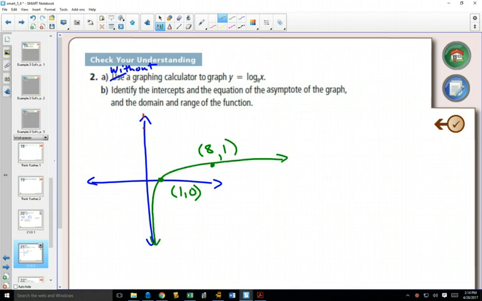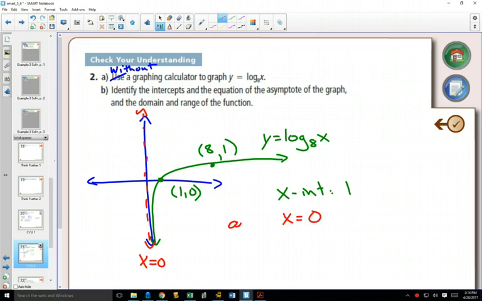So log graphs always have this shape. They also always have an asymptote at x equals 0. And we have the graph of log base 8 of x. Identify the intercepts. Well, there's only one intercept, the x-intercept, and the x-intercept is 1. There are no y-intercepts because of the asymptote. The equation of the asymptote is x equals 0.